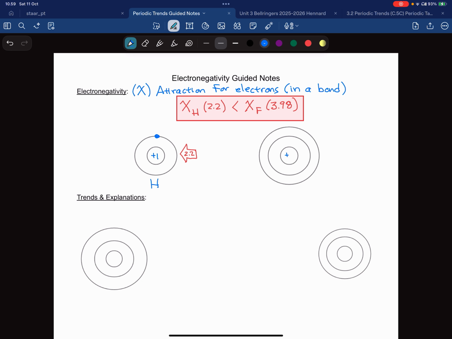Fluorine, on the other hand, all the way across the table, has got 9 protons and 9 electrons, which I'm putting in here, and it has an electronegativity that is much bigger, 3.98. Okay? And so that is the way that we look at electronegativity. We say fluorine would attract electrons much more than hydrogen. So fluorine attracts electrons more than hydrogen.